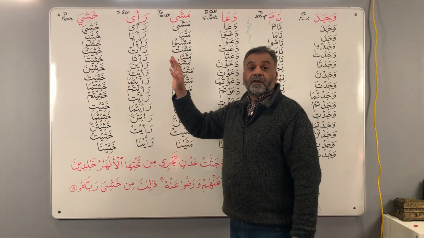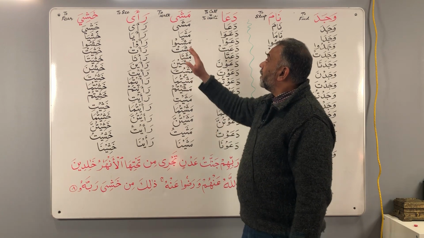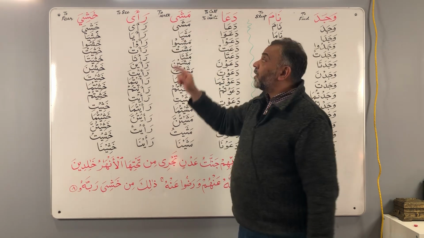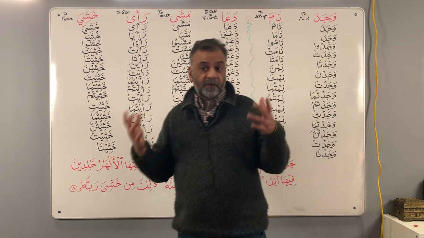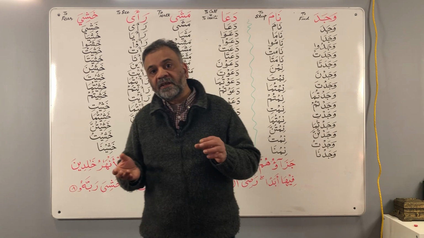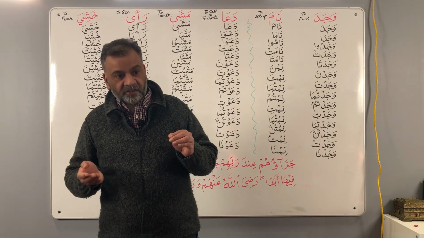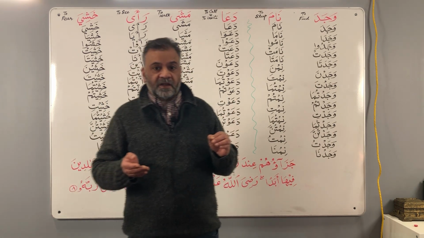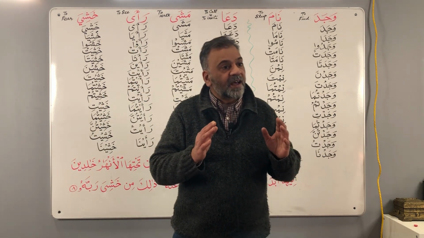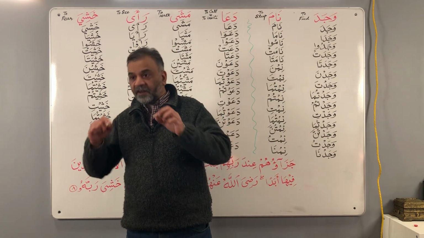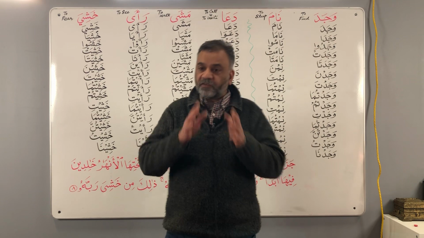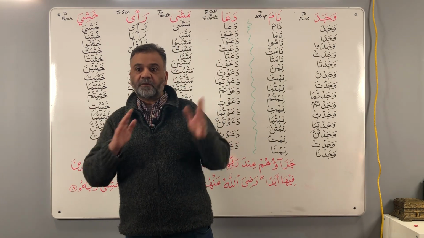Now, why am I pronouncing it as an alif maksura? Because remember a few things, we already know these things. Ya is compatible with kasra. Fatha is compatible with alif, right? And dhamma is compatible with waw, right? So the letter behind waw will get the dhamma.